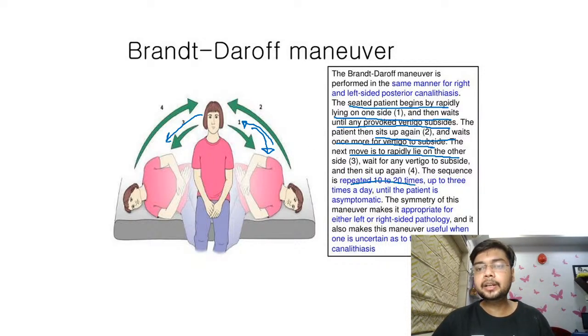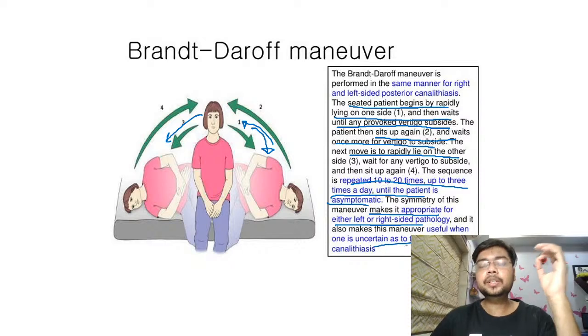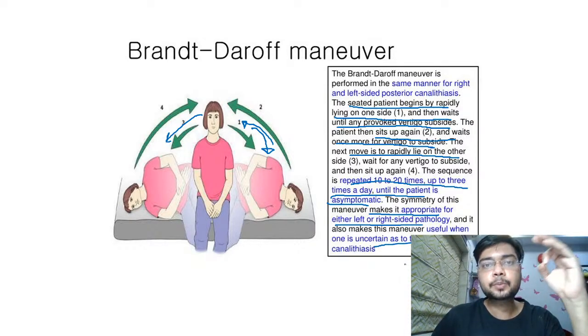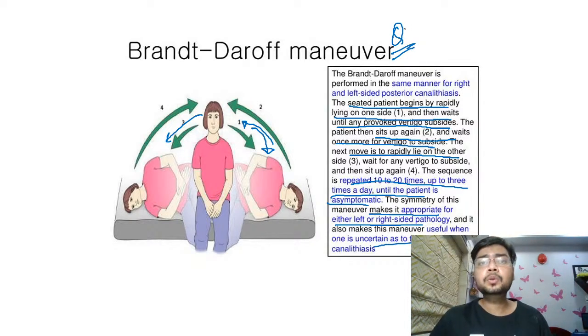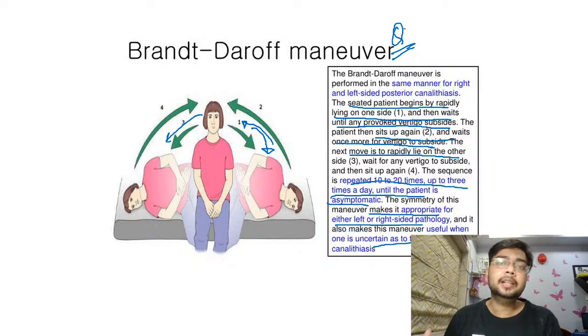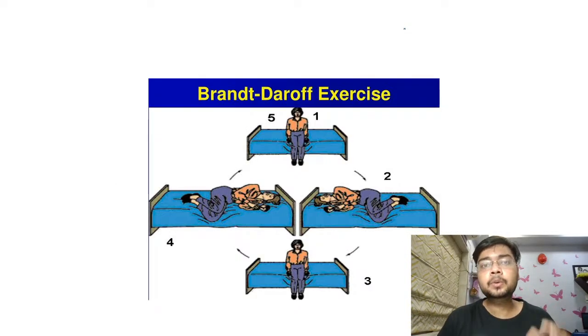So the sequence is repeated 10 to 20 times, up to 3 times a day, until the patient is asymptomatic, and the symmetry of this maneuver makes it appropriate for either left or right sided pathology. So depending upon the pathology you will do this, and it is also useful when one is uncertain to which side the canalolithiasis is present, right? So this is an important and nice exercise which a patient can do without any supervision of a doctor, meaning he doesn't need anyone else to perform the maneuver on him or herself.